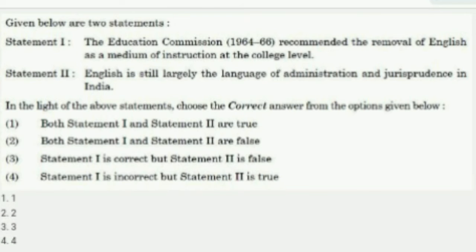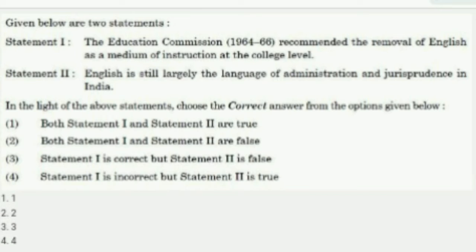In question number 8, we are given two statements. Statement number 1, the Education Commission 1964 to 66 recommended the removal of English as a medium of instruction at the college level.